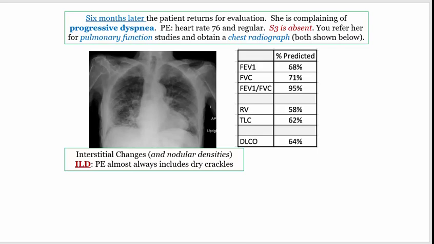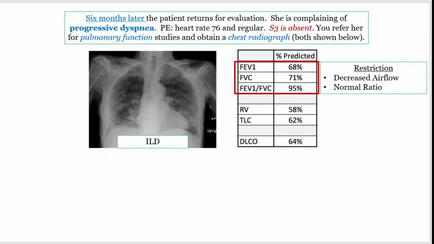There are interstitial changes, and I can see some nodular densities. Although we'll better understand this after interpreting the PFTs, the chest x-ray does demonstrate interstitial disease. Generally speaking, in vignettes with interstitial lung disease, the physical exam usually is included and mentions the presence of dry crackles. Even if we can't interpret the chest x-ray, the PFTs are unambiguous. Decreased FEV1 and FVC with a normal ratio. This is diagnostic of a restricted process.